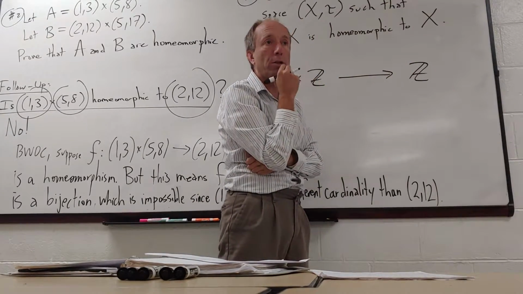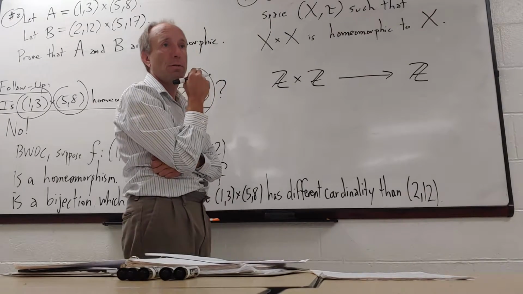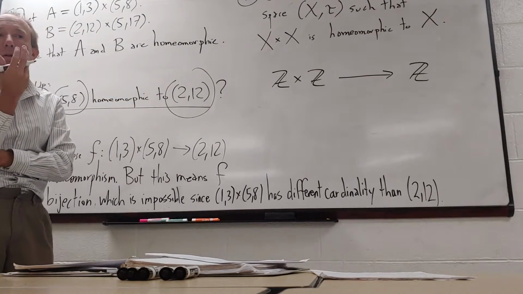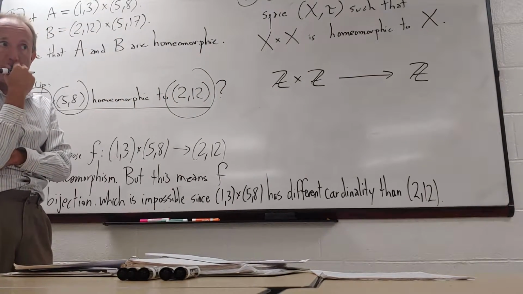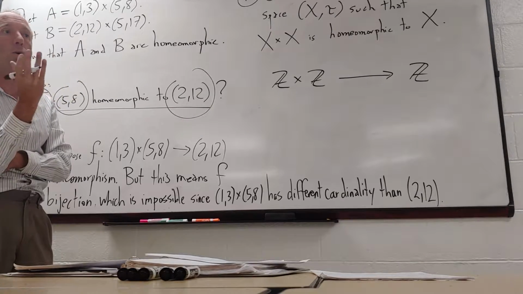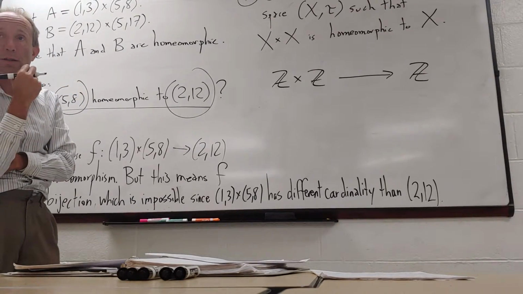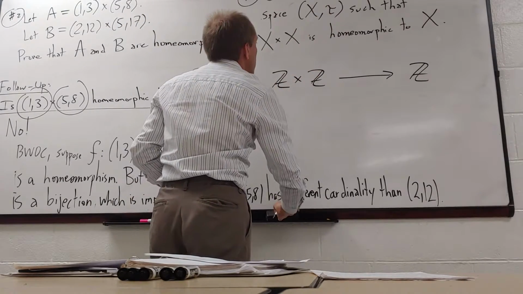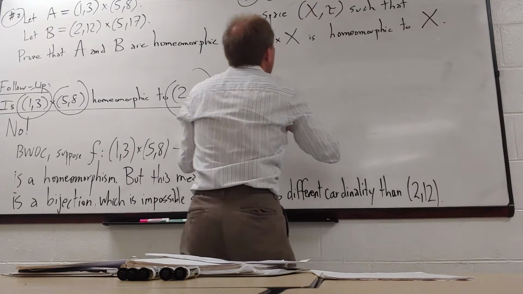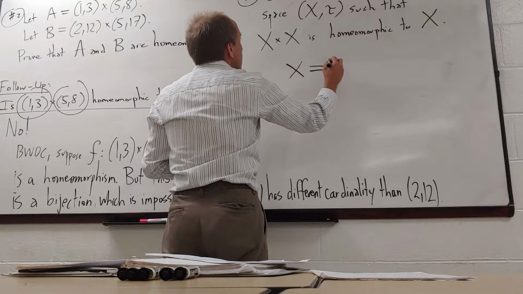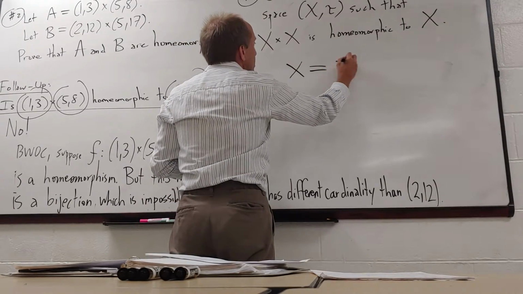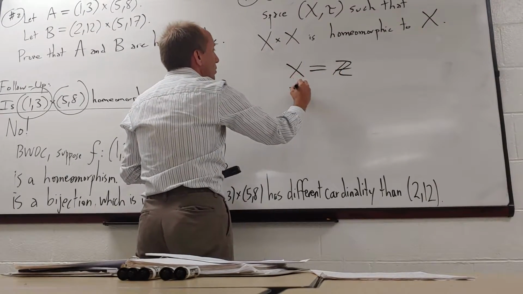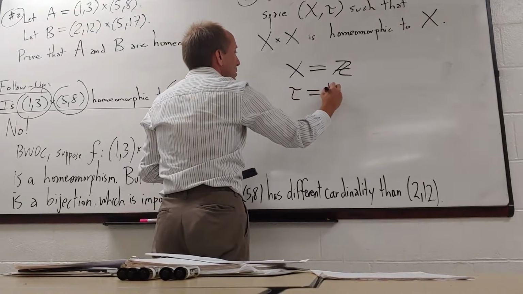Okay, now what topology do you want to use? Because I need to know what your topology is to know if it's a homeomorphism. I have to know what are my open sets. I think discrete topology. Discrete topology for both. Okay, so let's let X equal Z. And for tau, you want to use the discrete topology.